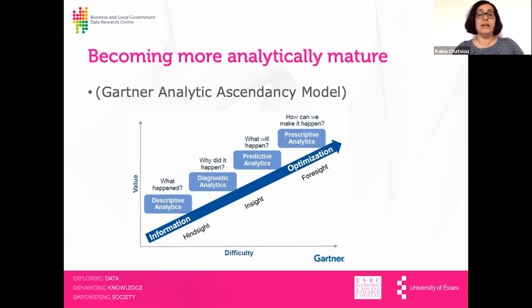Finally, the very last step, according to the Gartner Analytic Ascendancy Model scale, is the ability to answer questions such as how can we make it happen? They call these prescriptive analytics, and that's the point where you get the most out of your data, and you're able not just to say what will happen, but how you'll cause that to happen.